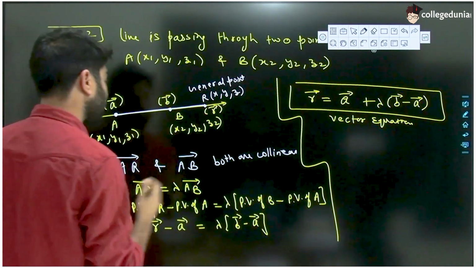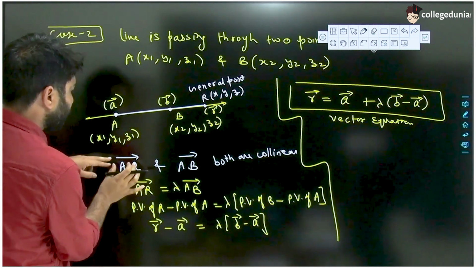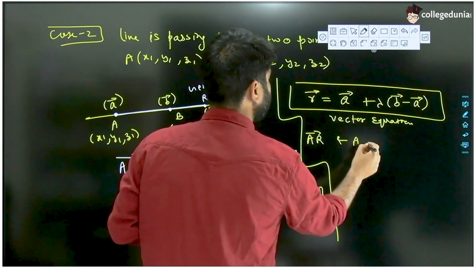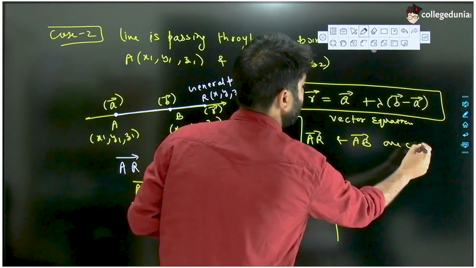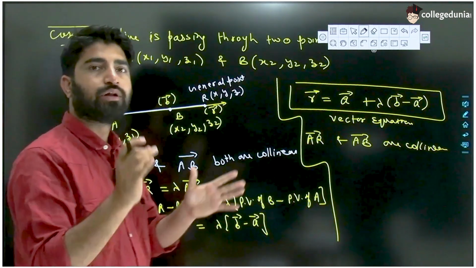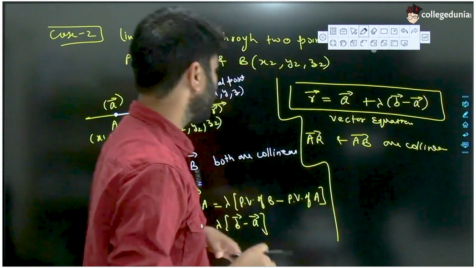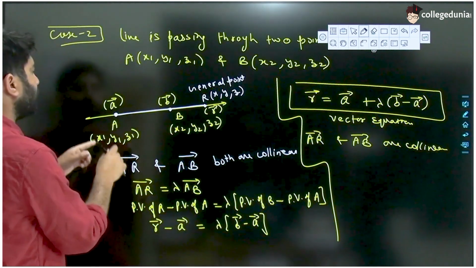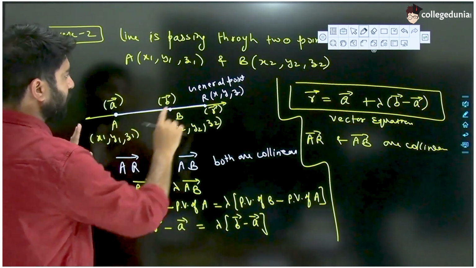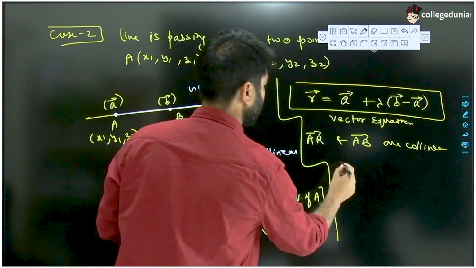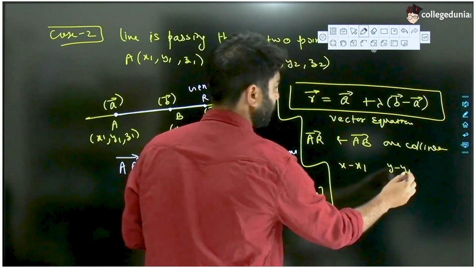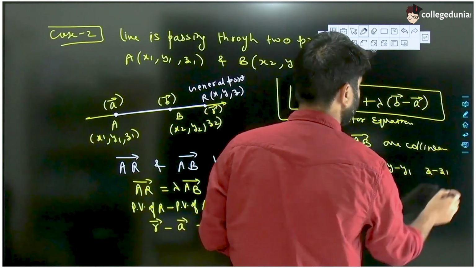The method will be the same. As you can see, AR and AB both are collinear, and whenever two vectors are collinear or parallel, their direction ratios are proportional, right? So what are the direction ratios of AR? Direction ratios will be x minus x1, y minus y1, and z minus z1.